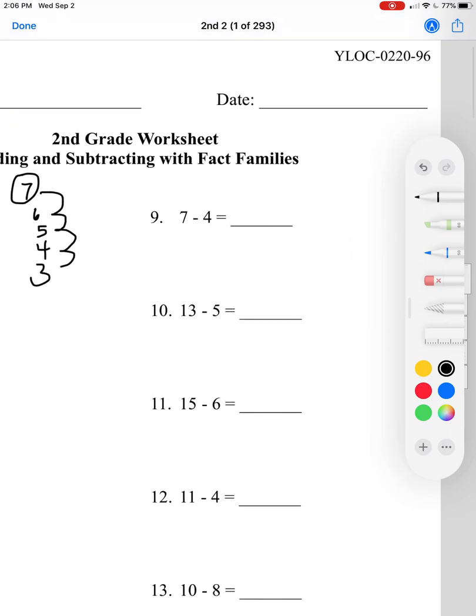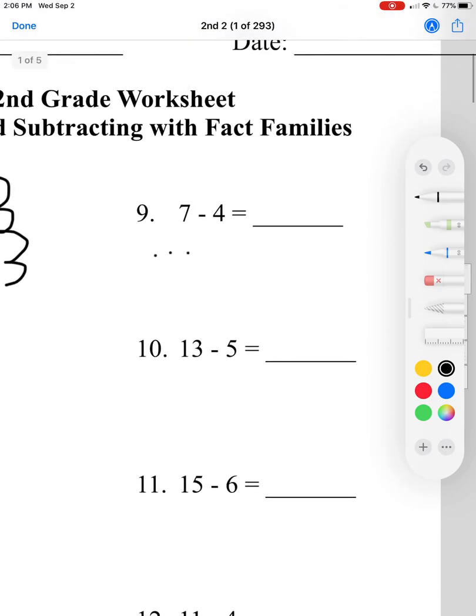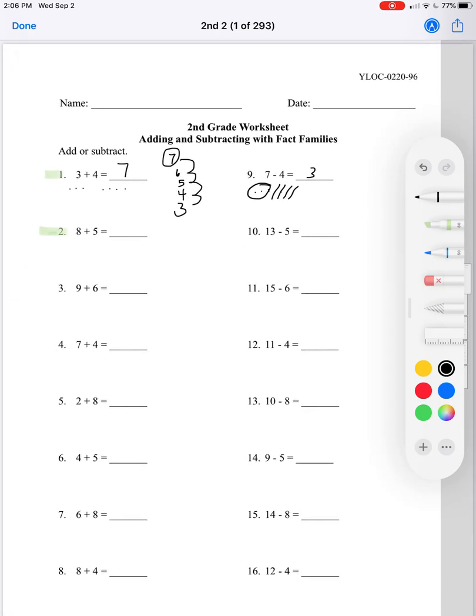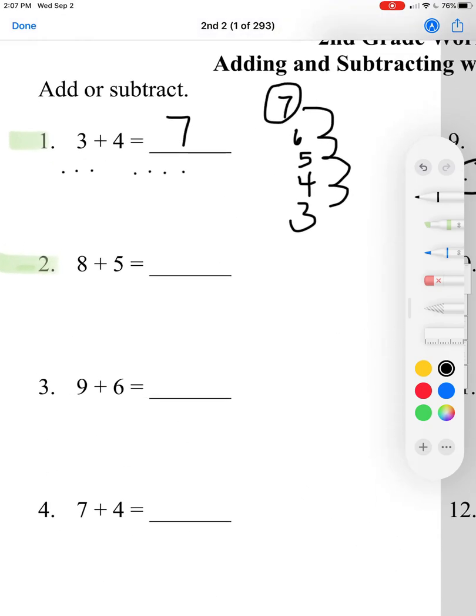Now we'll do 7 minus 4 equals blank. So we'll start with 7 and take away 4. 1, 2, 3, 4. We have 3 left. So if you look here, we're using the same numbers in both questions. We have 3, 4, and 7 here, and 3, 4, and 7 here. We're doing addition in one and subtraction in the other, but the numbers are the same, so we're just flipping the question around.